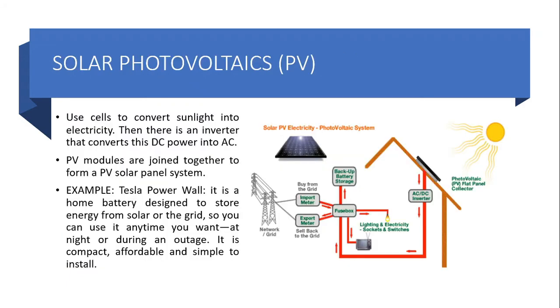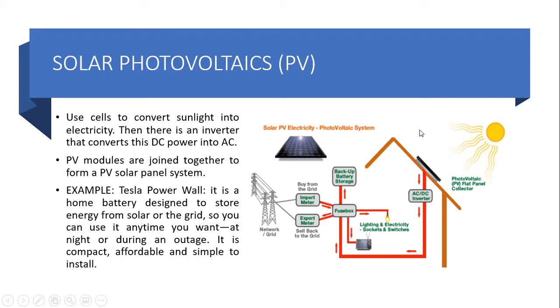The last that we commonly use in our houses is solar photovoltaics. PV is a short form for photovoltaics. So what is the strategy here? We use cells like these to convert sunlight into electricity, and then there is an inverter attached to these cells that converts the DC power into AC, because the electricity produced by the photovoltaic cells will be direct current, DC, and we do not use DC power in our buildings. Therefore we have to convert that DC power into AC, which is the alternating current.